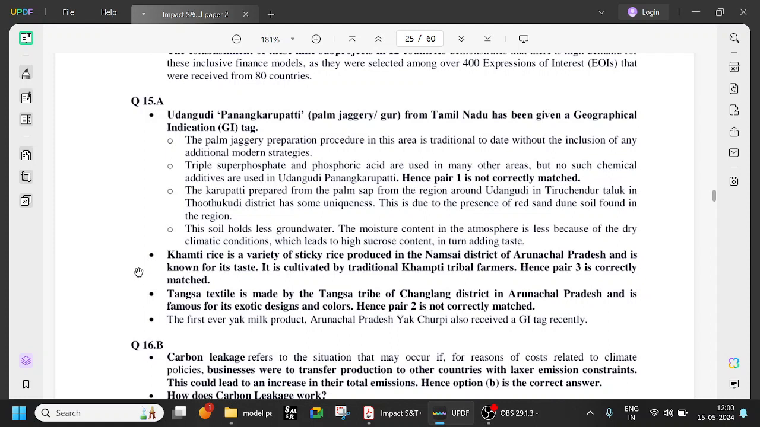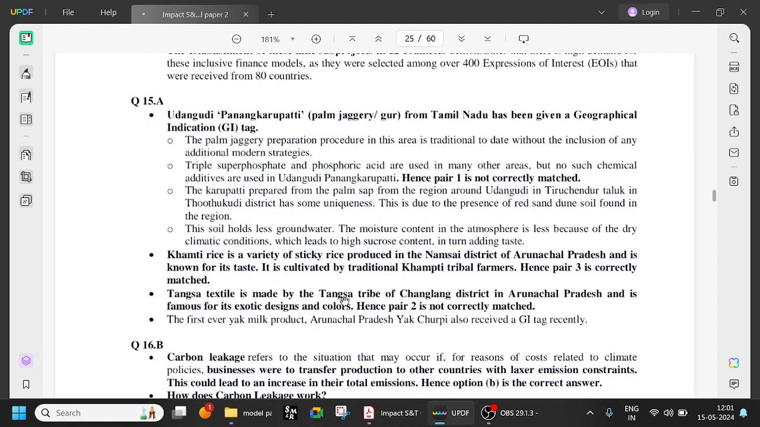The moisture content in the atmosphere is less because of the dry climatic conditions, which leads to high sucrose content, etc. Next, Kamti rice is a variety of sticky rice produced in Namsai district of Arunachal Pradesh. Also, the central government is coming up with a Bharat brand of rice at 25 rupees in order to stabilize the prices in the market. Bharat brand of rice and Bharat brand of wheat also. And recently black rice is also in the news, just go through it.